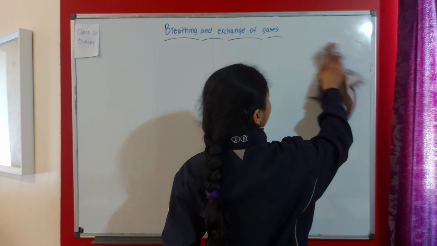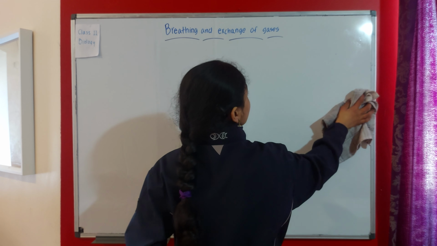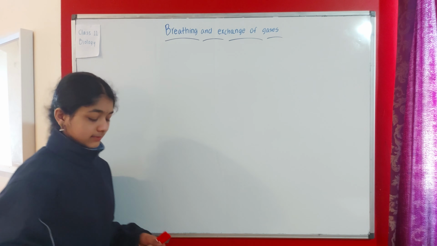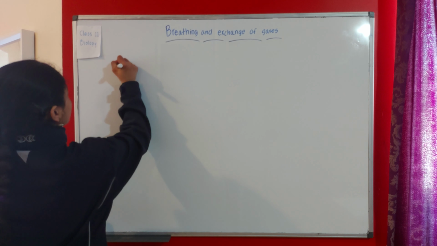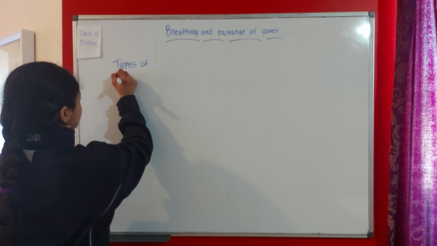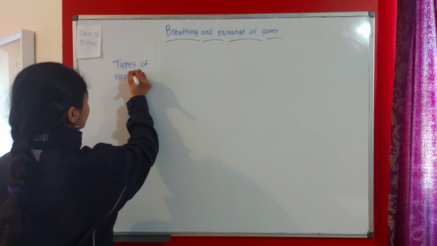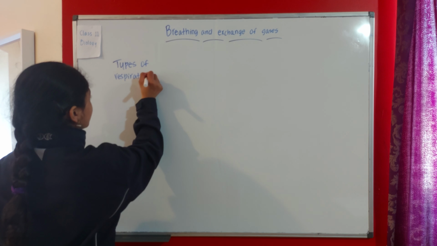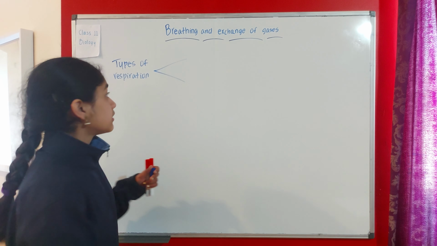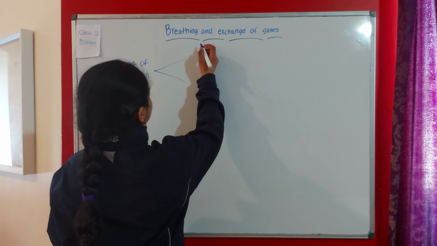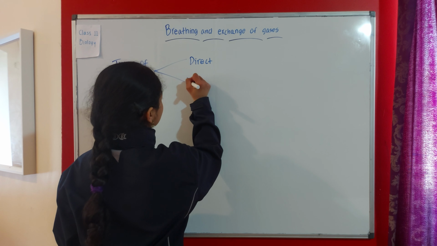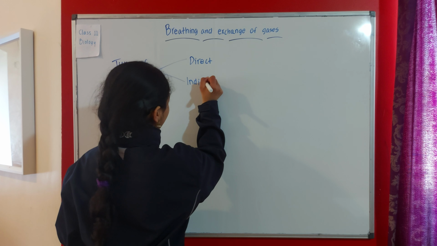So we have learnt about two types of respiration, that is aerobic one and anaerobic one. We have two more types of respiration. So types of respiration. This classification is on the basis of the contact. The first one is direct respiration, and the second one is indirect one.